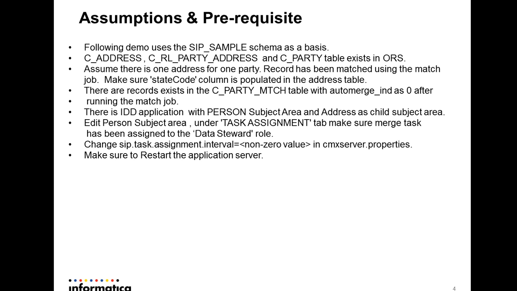There are records that exist in the C_PARTY match table with auto match indicator as 0 after running the match job. It means some records are already matched and put in the match table for merging. Since the auto indicator is 0, it means they should be manually merged. So only the data steward for that state code, the user should have the privilege to merge these records or to cancel them.